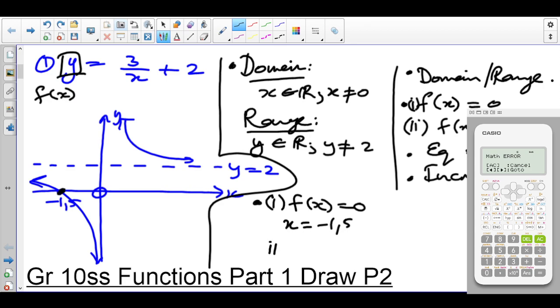The second part of the question. Where's f of x less than 0? People, what does less than 0 mean? Negative numbers. It must be below the y is equal to 0 line, or the x-axis. It must be below this line. You all agree with that?